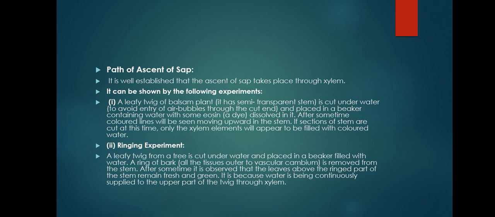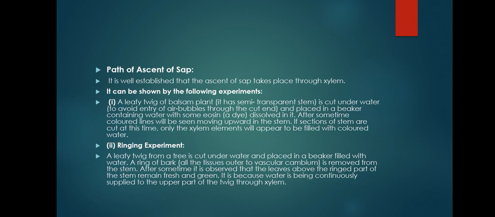So, what is the path of the ascent of sap? It is well established that the ascent of sap takes place through the xylem. To show the path of ascent of sap, we have two experiments. The first one uses a leafy twig of a balsam plant, which has a semi-transparent stem. It is cut under water to avoid entry of air bubbles through the cut end and placed in a beaker containing water with eosin, a dye, dissolved in it.